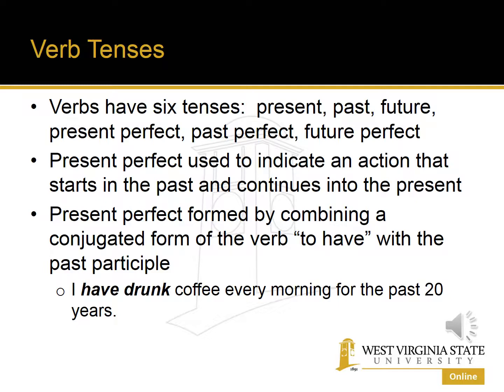The present perfect tense is have drunk or have finished. In the case of have drunk, we have the conjugated form of the verb to have, so I have, and then we have the past participle of the verb drink, which is drunk. In the case of have finished, have is the conjugated form of the verb to have, I have, and finished is a regular past participle. It's the past participle of the verb to finish.